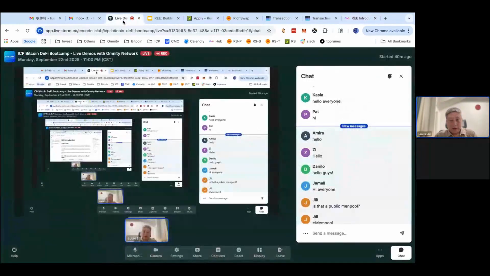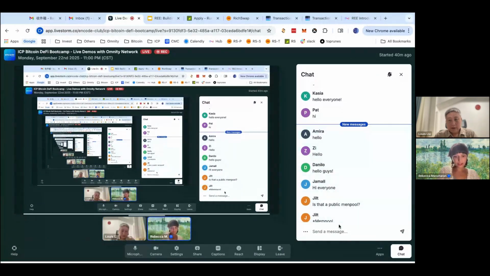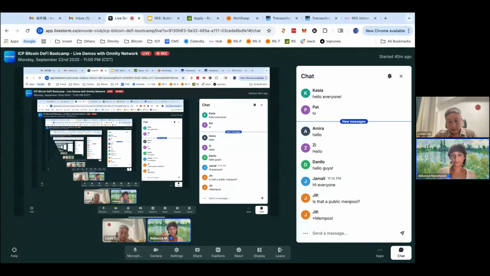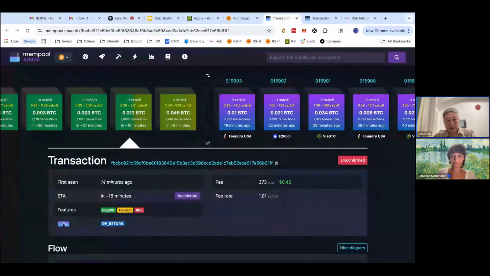Are there any questions? You'll see that when you were demoing and you were showing the mempool, Jill asked if it was public. If you take a look in the chat when you were showing your demo portion, Jill had asked if the mempool was public. Yes, it is public. As you can see in the URL it is mempool.space. It's a public mempool.